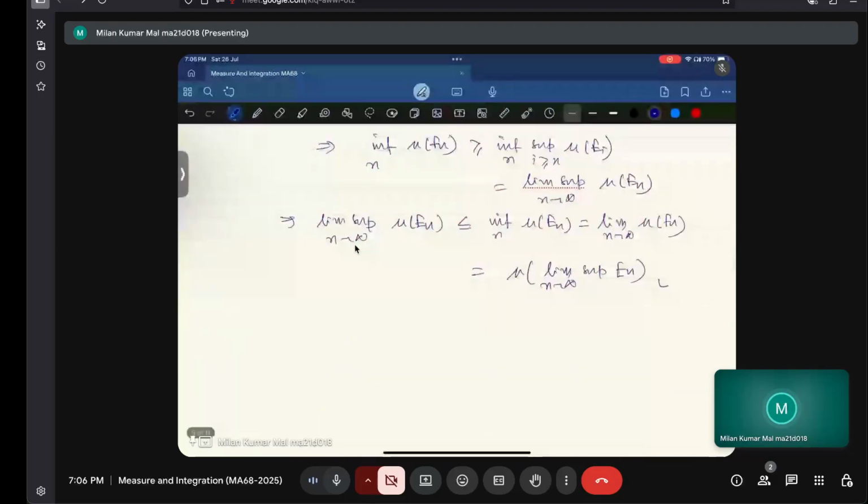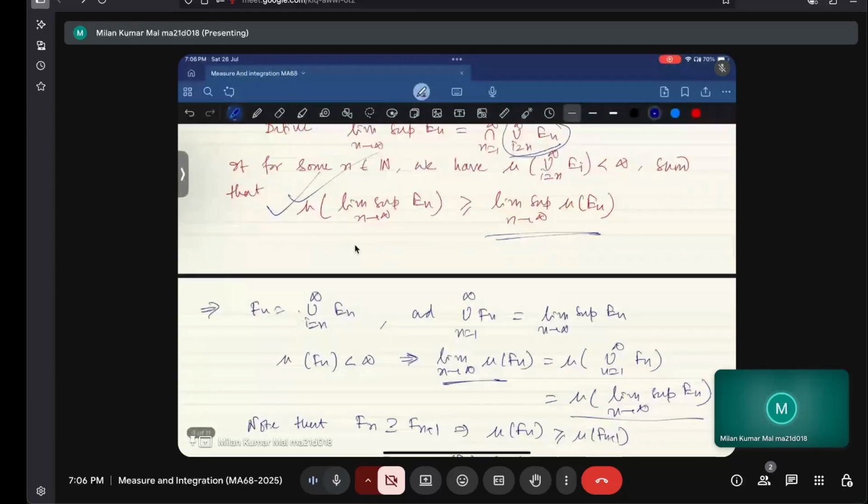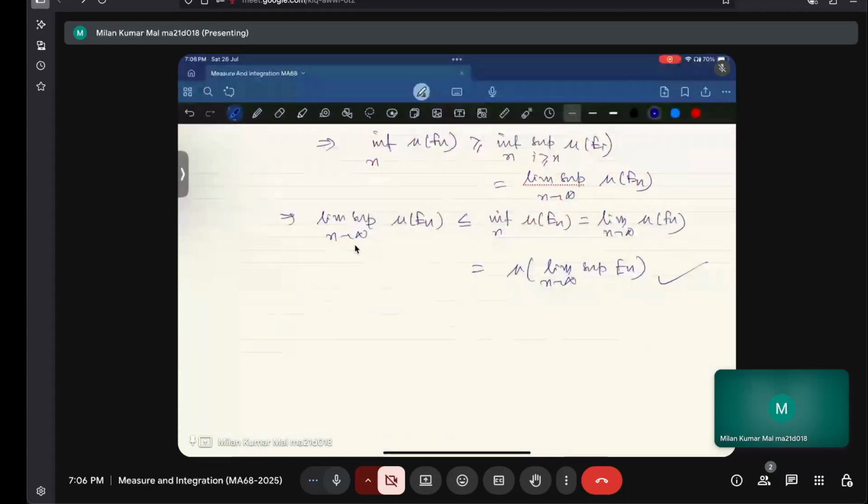Mu of the limit as n tends to infinity supremum is greater than or equal to the limit. Yeah, this is done. So now we'll go back to the older one, the problem which was just left behind. So that I will do.